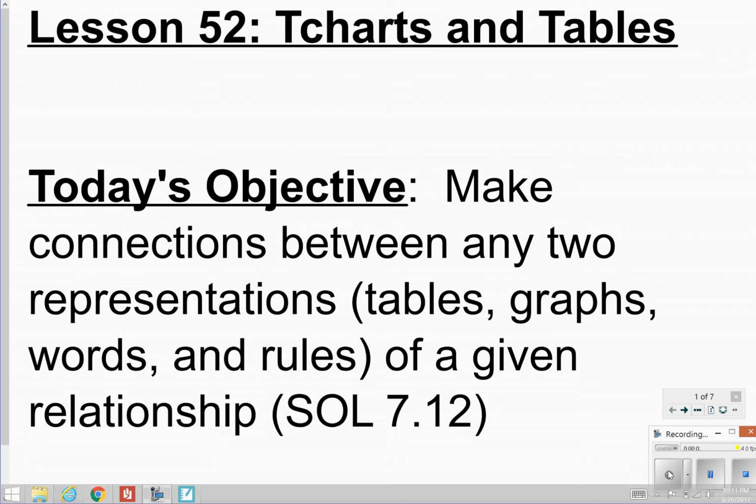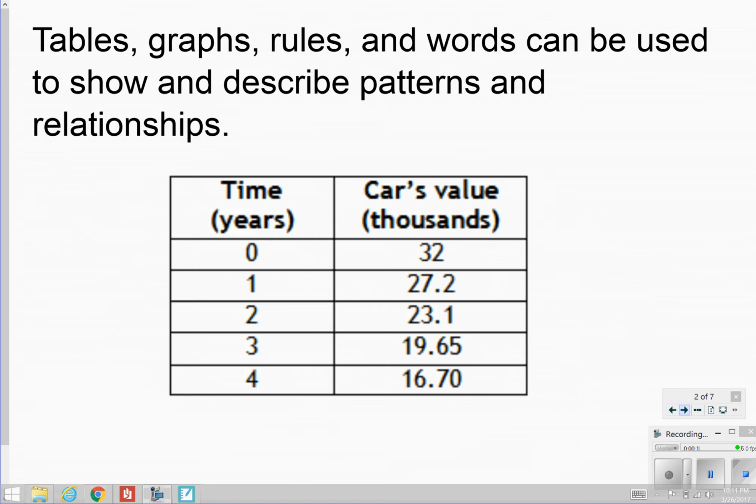Hi, today's lesson is about T-charts and tables and how we can use them to make connections between any two representations of a given relationship when we're talking about functions. Well, so we said tables, graphs, rules, and words can be used to show and describe patterns and relationships. Let's look at this example.